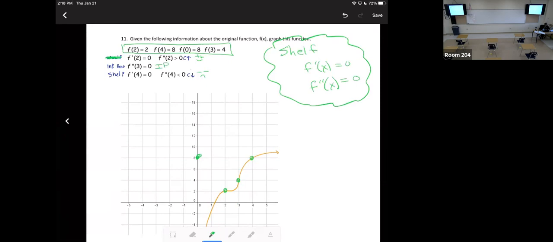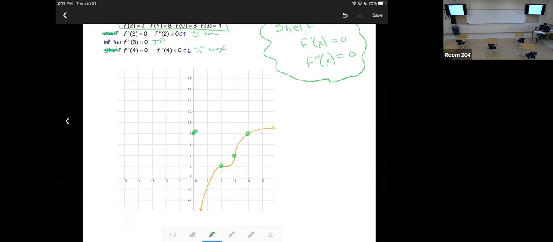Now, I can't assume it's a shelf because I didn't tell you anything about f prime, but I know that if my second derivative is 0, I have an inflection point. So this can't be a shelf either. So I have a min and I have a max.